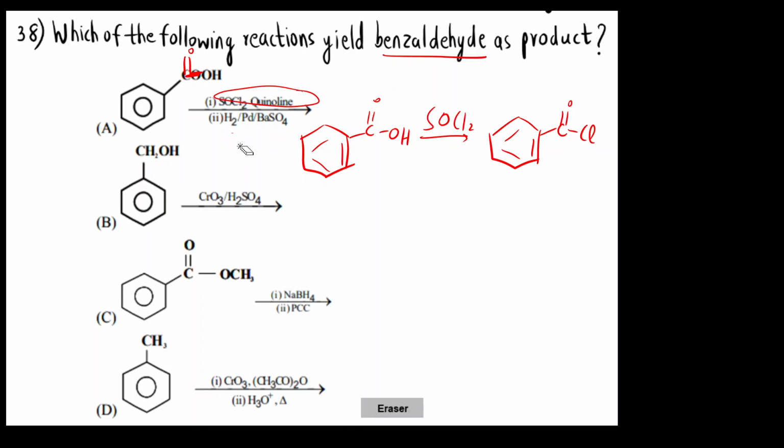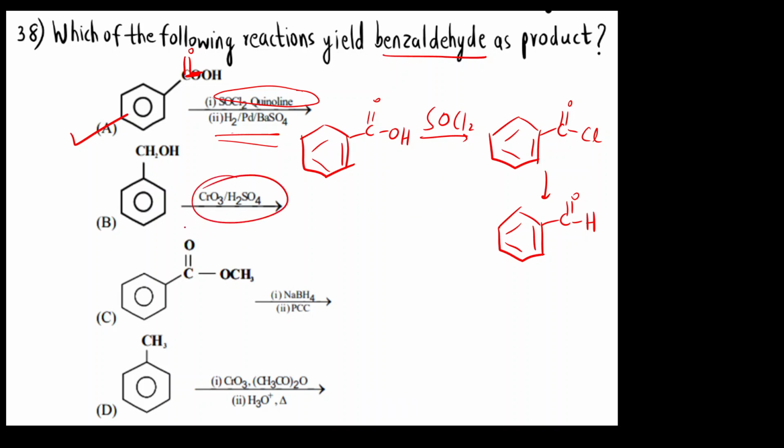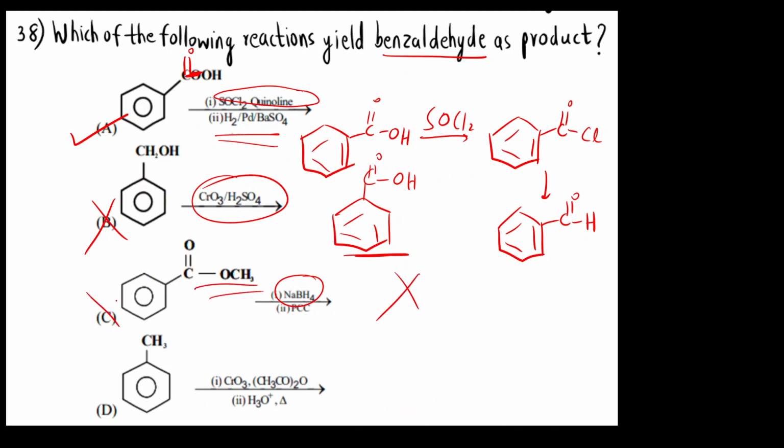Next is H2, Pd, BaSO4. This is a reducing agent. So what will happen? This will reduce the COCl to aldehyde. Okay, and this is benzaldehyde. So option A is correct. Okay, now let us see next one. CrO3, H2SO4. This is a strong oxidizing agent. This will convert this benzylic primary alcohol to what? It will convert primary alcohol to carboxylic acid. This is benzoic acid. So this is not correct. NaBH4 does not reduce ester. Okay, it will not react with ester. So this is also incorrect.